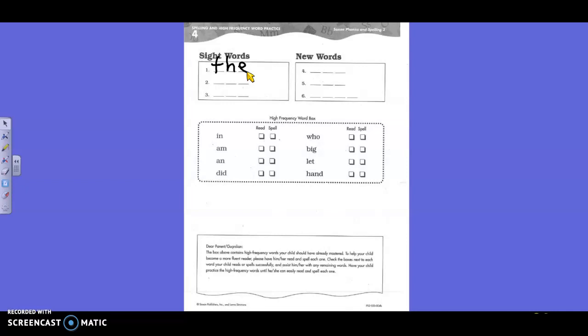Number 2, was. W-A-S. If you spell the letter wrong, you erase it and you write it with your red. You understand? Okay. That way this is the only way your parents know what you need help to spell, okay? Number 3. Y-O-U.